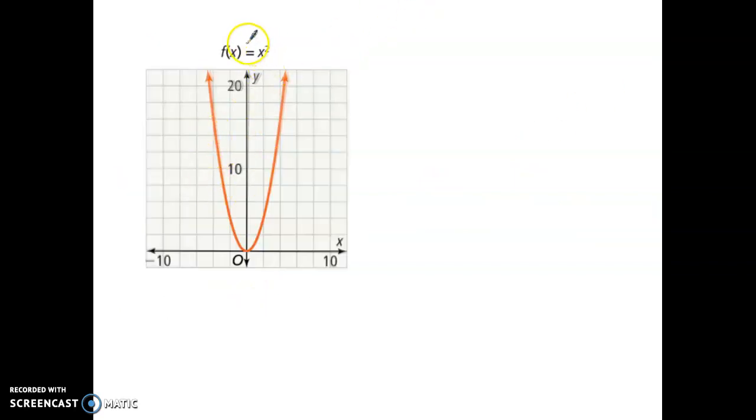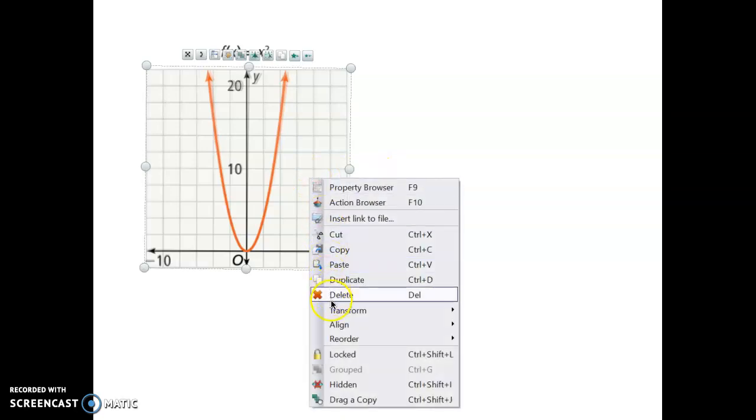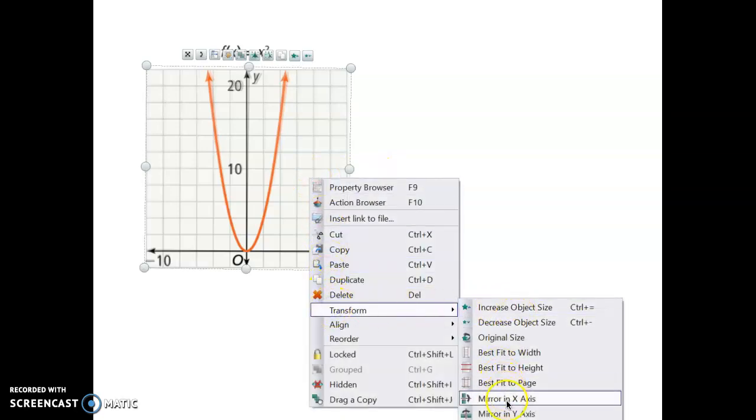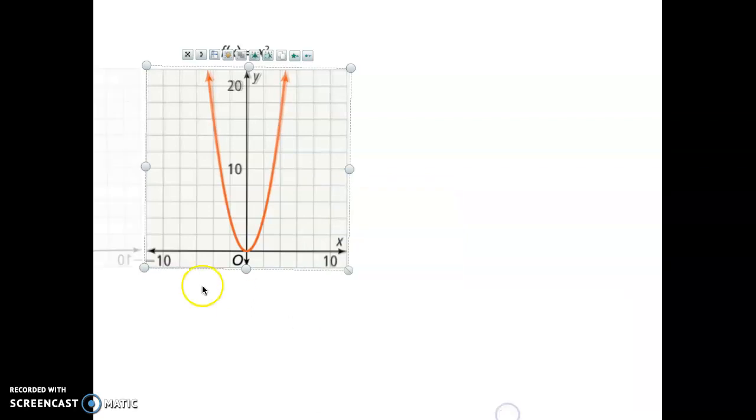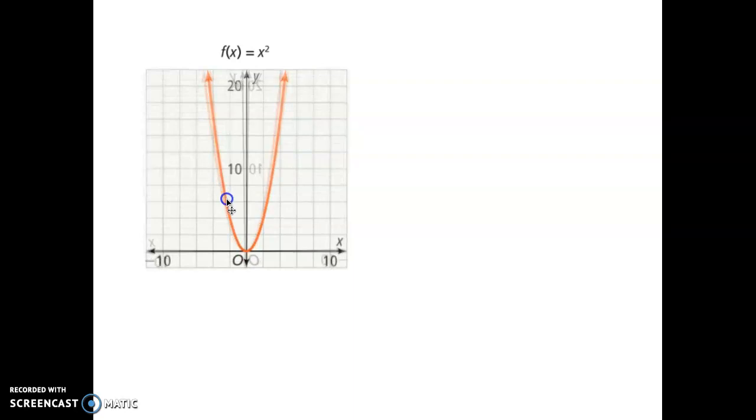If you look at this particular function, f of x equals x squared, this is the parabola that we have been working with. And if I transform it by mirroring it on the y-axis, you can see that it will lay right back on top of itself. It matches up right on top of it. Obviously, the 10 and the negative 10 are backwards because I flipped it over, but the function itself is laying right back on top of where it was. So this function is symmetric about the y-axis.